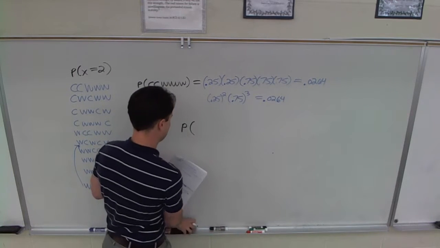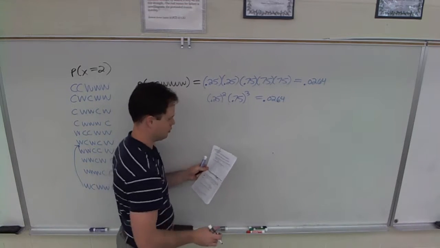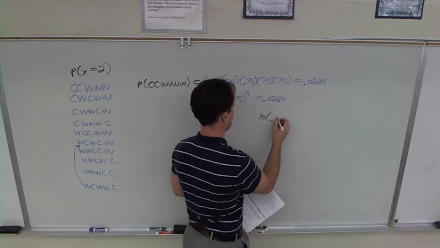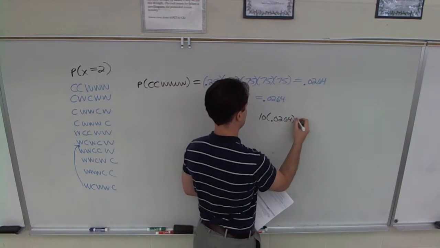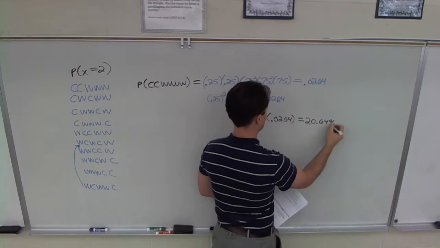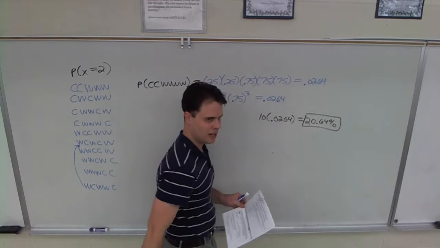Now I'm going to do it step by step for you. Let's go down a little bit. So what's that add up to, by the way? So for us, the answer is going to be 10 times 0.0264. What's that going to be? 20.64%. Did we do a good job simulating or a bad job?